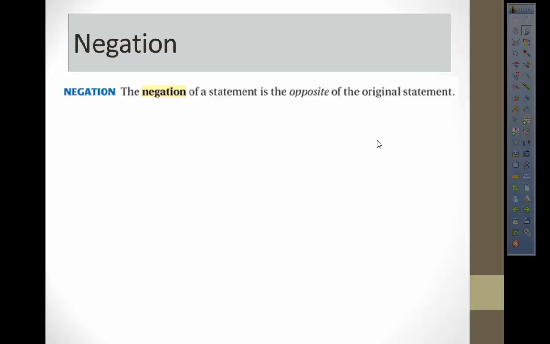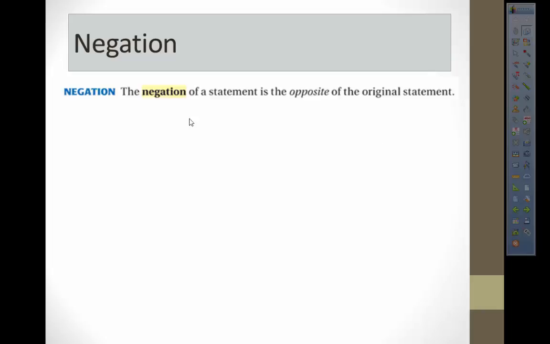Alright, well, the bottom line is we need to know what negation is before we create the inverse, for example, because the inverse involves negation. So what is negation? It's just basically the opposite of what the original statement was. So think of it as a negative, but it's just simply the opposite. So if the original statement was stated in the negative, then the negation would be positive. So it's just the opposite of whatever you had.